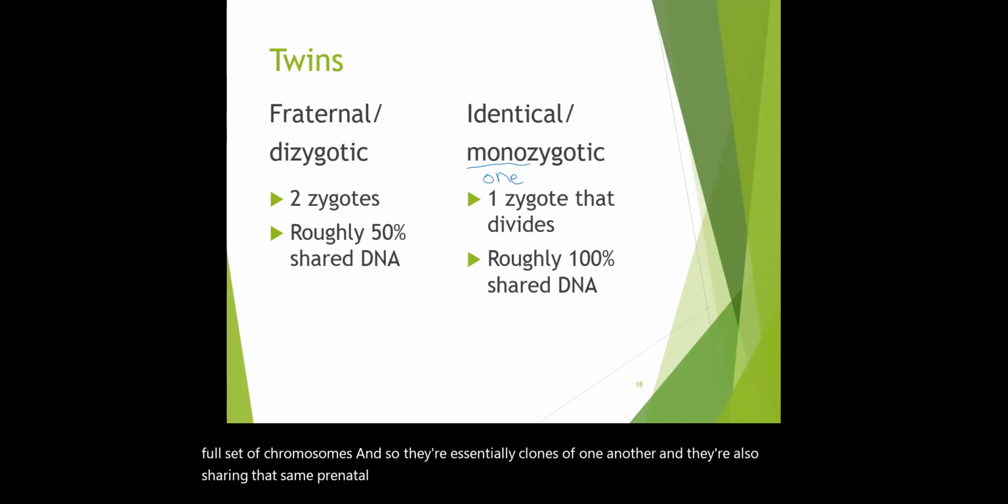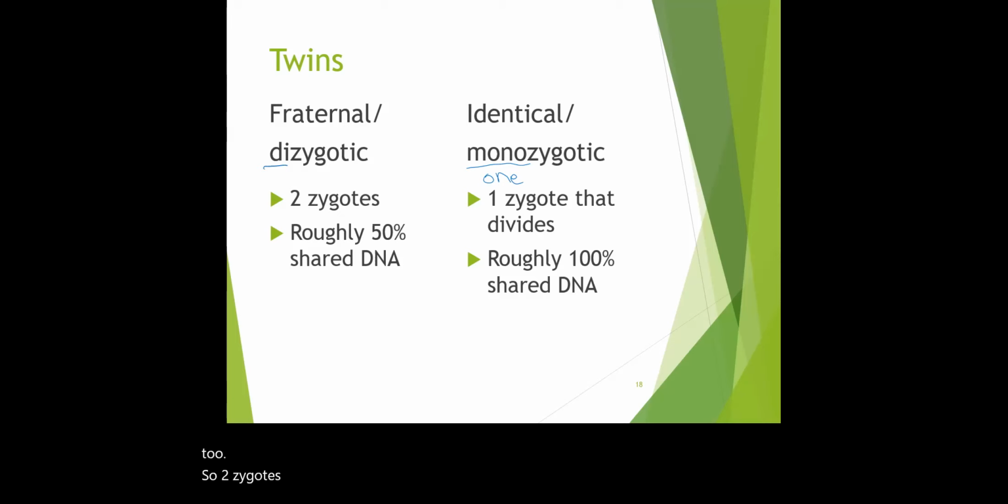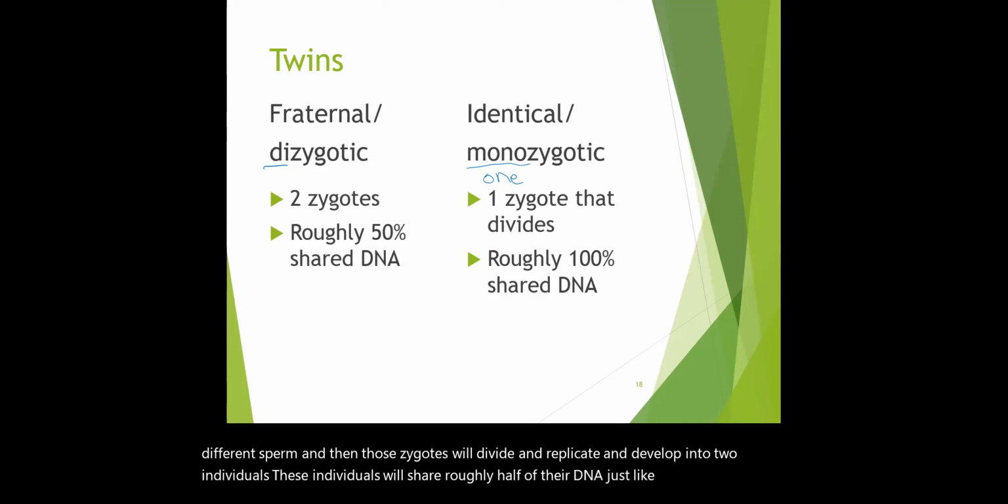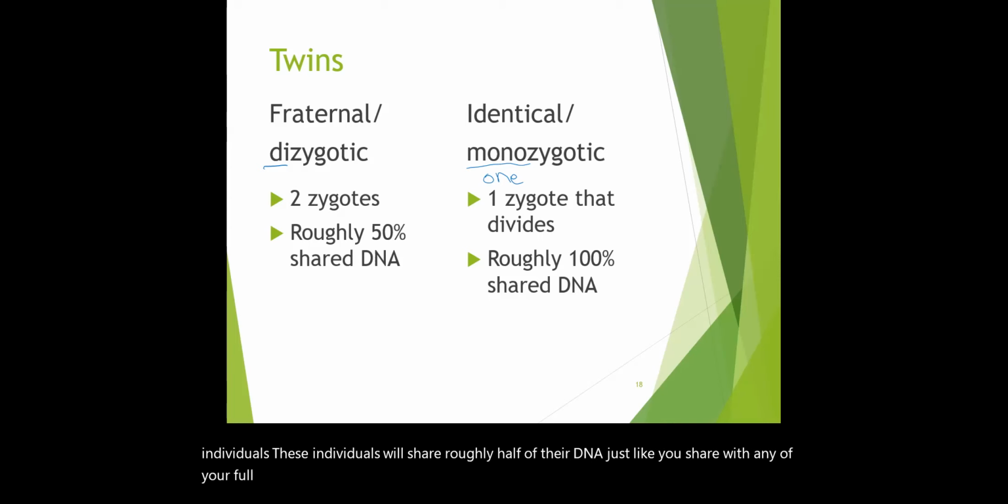With fraternal twins or dizygotic twins, di referring to two, so two zygotes. Sometimes two eggs are released. Those two eggs are each fertilized by a different sperm, and then those zygotes will divide and replicate and develop into two individuals. These individuals will share roughly half of their DNA, just like you share with any of your full biological siblings, right? And so fraternal actually means brotherly. So how much DNA you share with your brother, if you have one.